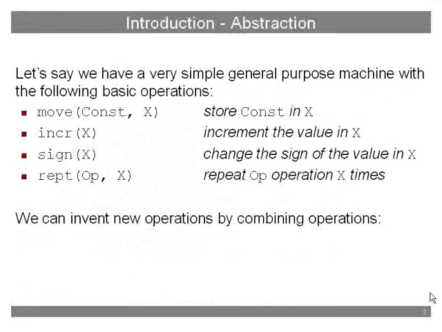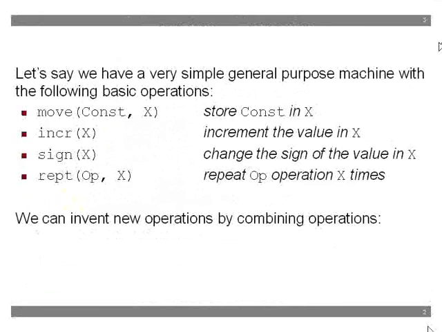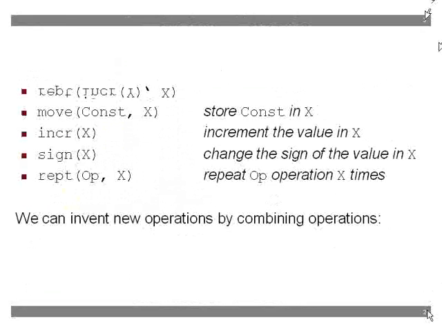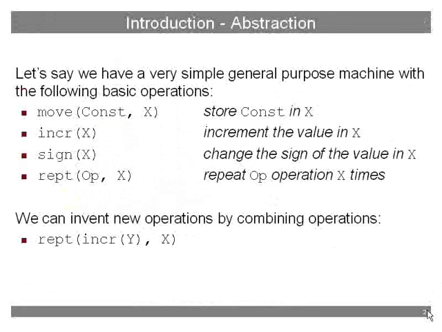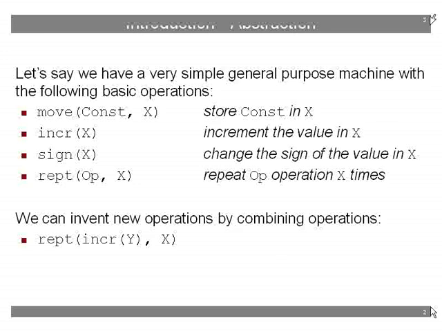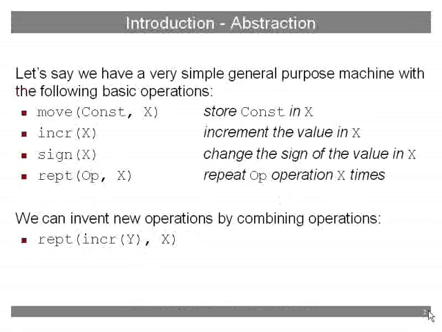We can take these 4 simple built-in operations and combine them to generate new operations. For example, we could take 2 of them, repeat and increment, and do the following. We could increment y, and do the incrementing of y x times. What's being done here? Well, if we increment y x times, it's the same as adding x and y together. We've taken 2 of the built-in operations and generated a new operation.